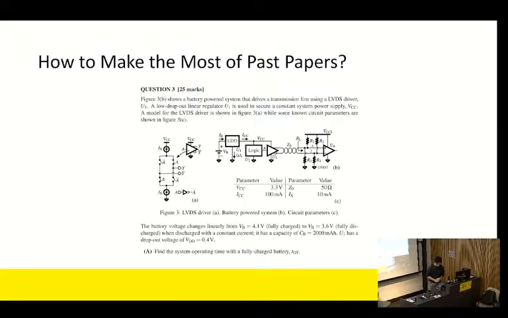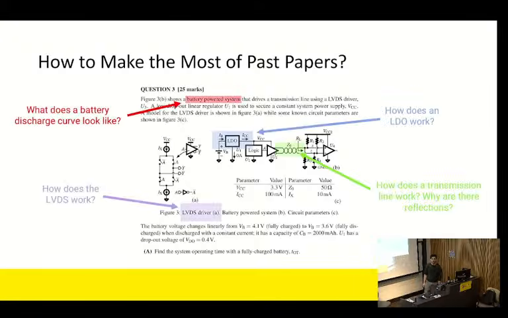And just to emphasize what I meant by that, you have a question like this, which is extremely overwhelming. I mean, I'm 2 years out of the course and I see a question like this and I still initially get quite overwhelmed. But then you can just break it down into the things that you do understand. So first thing I see is there's a battery discharge curve. So you might want to ask yourself, well, what does a battery curve look like? I see an LDO there. Can I explain how an LDO works?